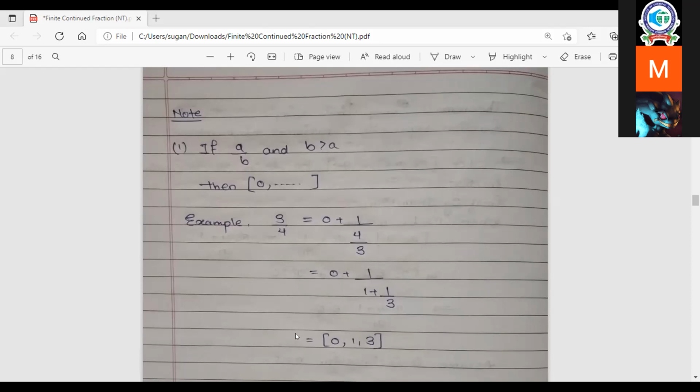That is what you achieved till now. So a number is rational or irrational depending upon the number of terms in the continued fraction. Okay. Go ahead now.